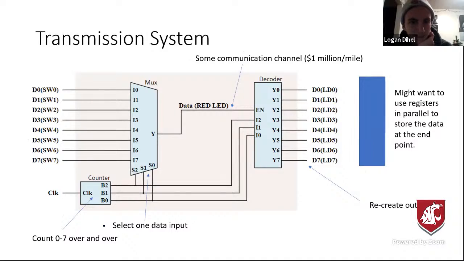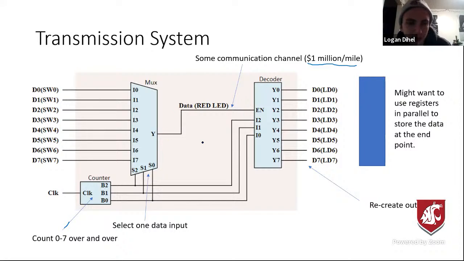And then here's an example from one of our projects of a transmission system, just using a mux. The mux is selecting exactly one of these data points, then it's going over here, then getting decoded on the output. So you'd use this in some communication system. Let's say it was like $1 million to run a piece of wire from here to Spokane with all the different relays and everything. Maybe there's a telegraph system. And so you would not want to run 8 lines in parallel if you didn't have to. So this is one way to get out of that.